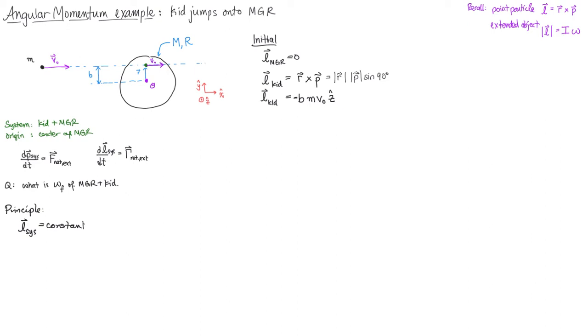So prior to the collision of the kid and the merry-go-round, immediately prior to the collision, or any time prior, in fact, the total system angular momentum is equal to that of the merry-go-round, which is 0, plus that of the kid, which we just calculated, minus b m v naught z-hat. Okay. And we've claimed that the angular momentum of the system does not change. So what we can do next is write down the final angular momentum, and we'll equate that with the initial angular momentum. All right, so we need to make a little diagram here, okay?